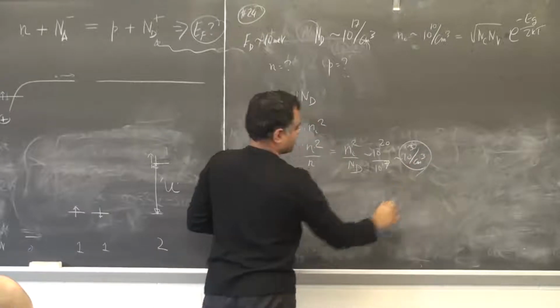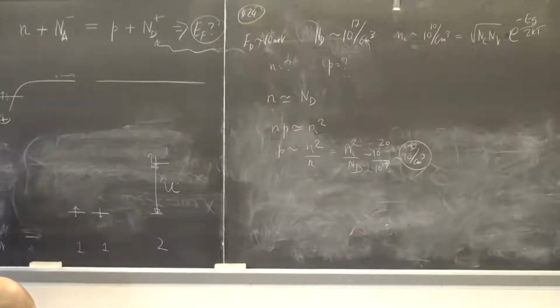So that's why you can, for all practical purposes, just forget about the P compared to the N. This is an N-type semiconductor, even though there are holes. It's not like there are no holes in the band.